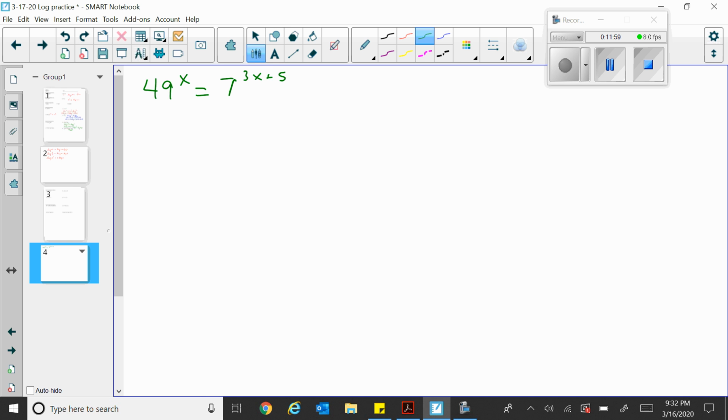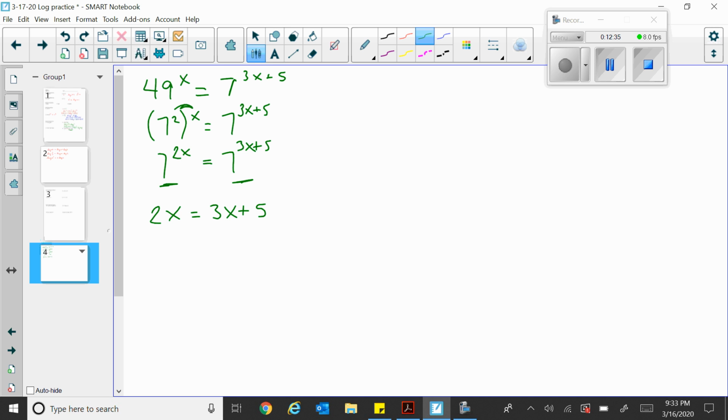Okay, so you can get the 49 to be base 7 by turning it into 7 squared. And I'm just going to rewrite the other one because it's already in base 7. And so then we've just got to multiply our exponents together, and that's going to be 7 to the 2x power equals 7 to the 3x plus 5 power. So now that we have bases that are the same, we can set the exponents equal to each other. So we're going to do 2x equals 3x plus 5.